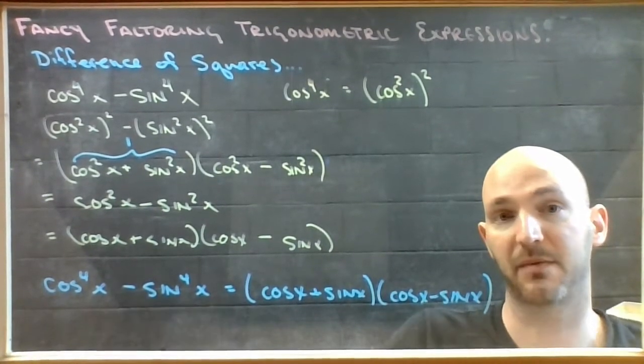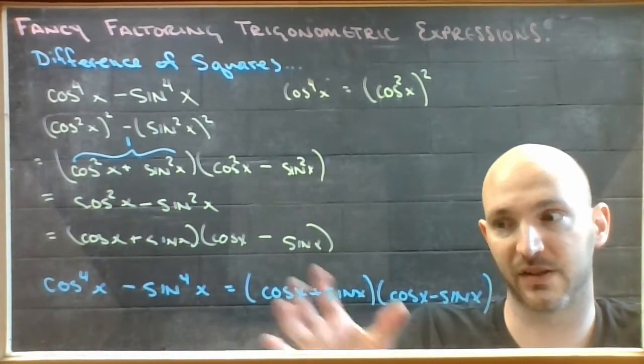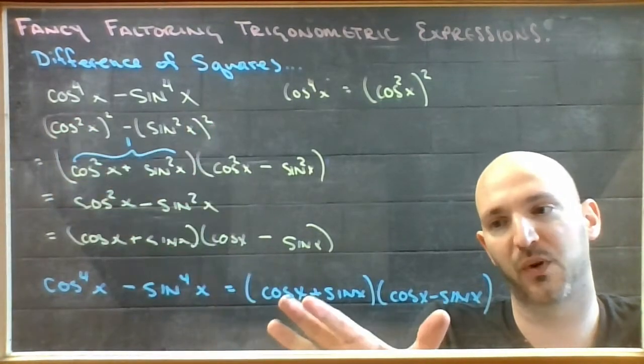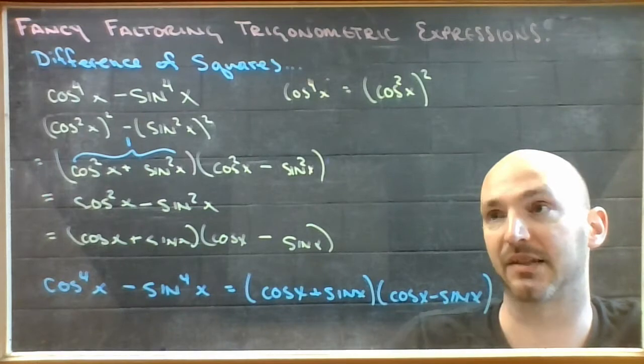And this is the type of thing that we're building to at the end of this chunk of the independent study, is being able to take something that's gross and prove that it's equal to something that's a little less gross.